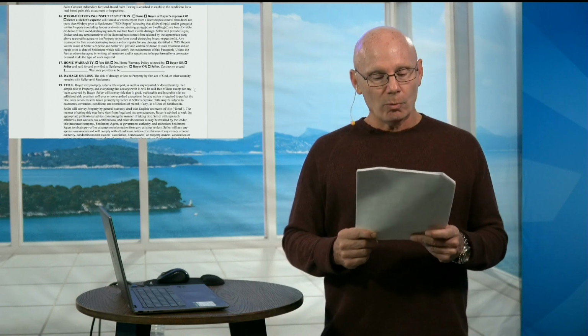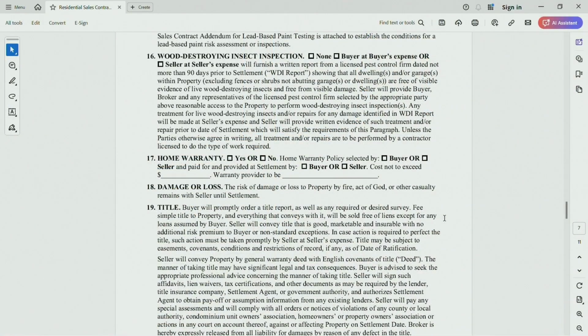Paragraph 17, home warranty. This paragraph has a lot of concern and a lot of problems with it. No, just kidding, just making sure you're awake. Home warranty, this is just where the buyer is asking whether or not the seller will pay for a home warranty, or whether they want a home warranty and they're going to pay for it themselves.